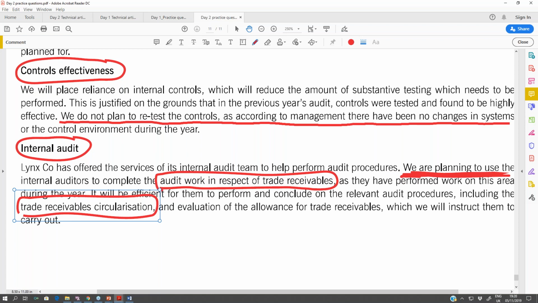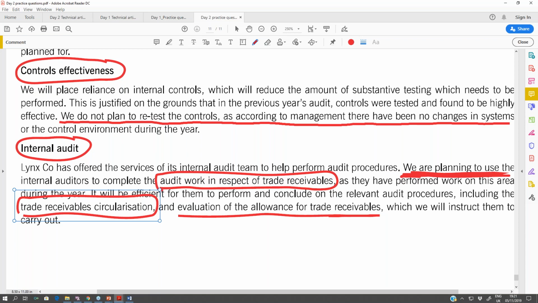And the evaluation of the allowance for trade receivables. Should not the auditor study the allowance for trade receivables? It is such a subjective area. Can I give a subjective area or a risky area to the internal auditor? Allowance is such a subjective area, right? Allowance is such a risky area. Can I give a risky area to the internal auditor?